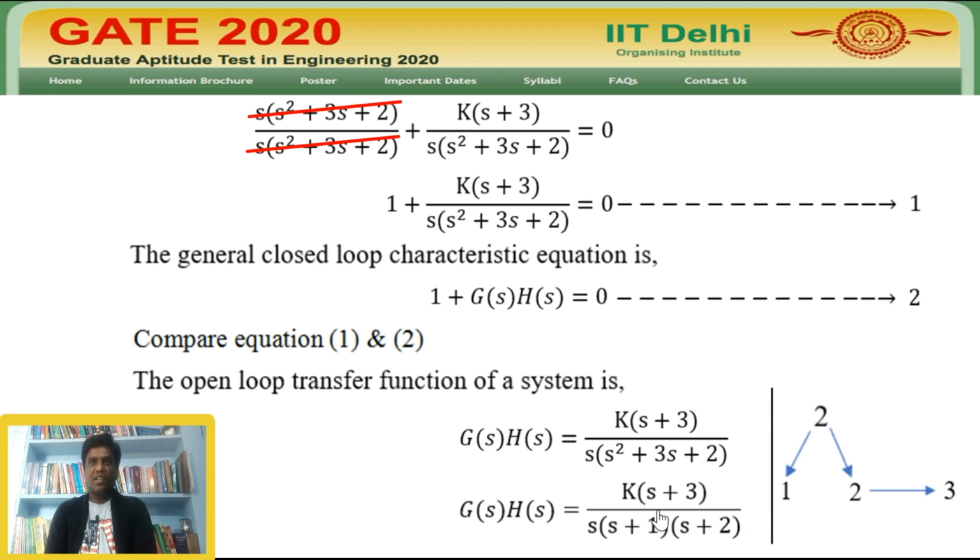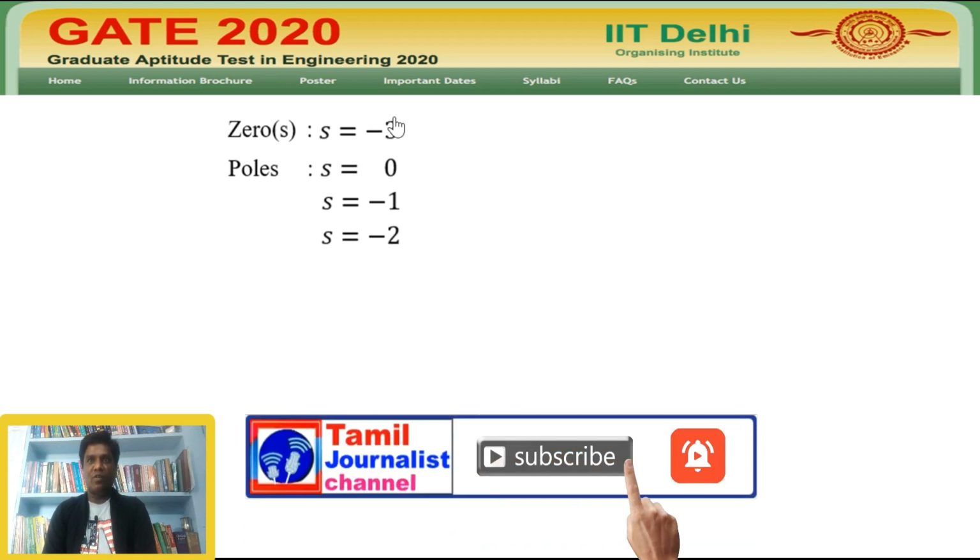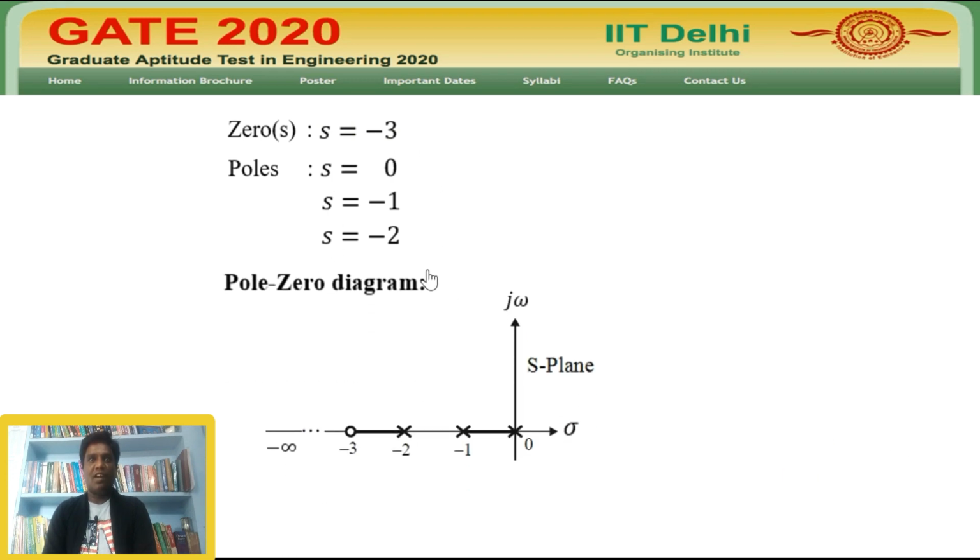In this equation, we equate the numerator and denominator to 0 in order to find the zero value from the numerator and the pole values from the denominator. Then the zero value is s equal to minus 3 and the pole values are s equal to 0, s equal to minus 1 and s equal to minus 2. By using these pole and zero values, we can mark the pole-zero locations and identify the root locus and non-root locus segments over the S-plane.